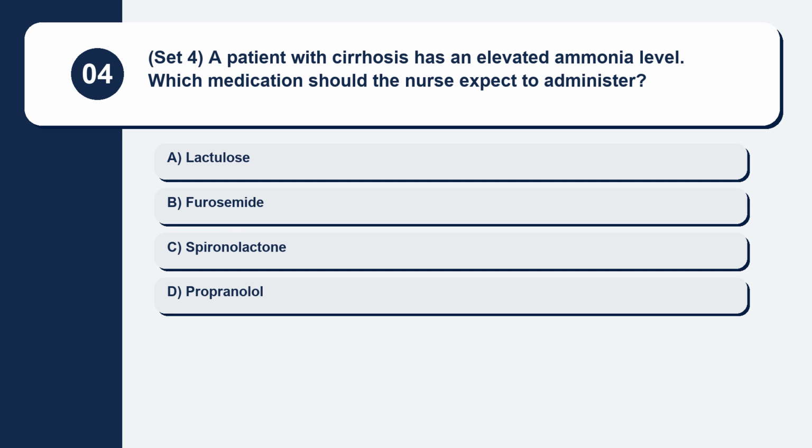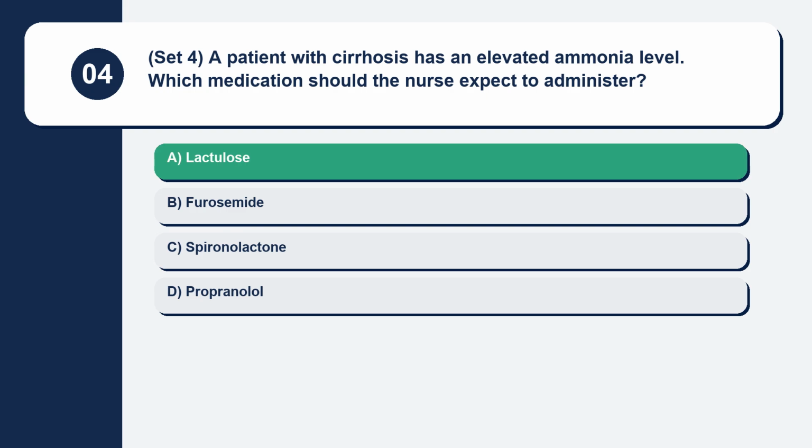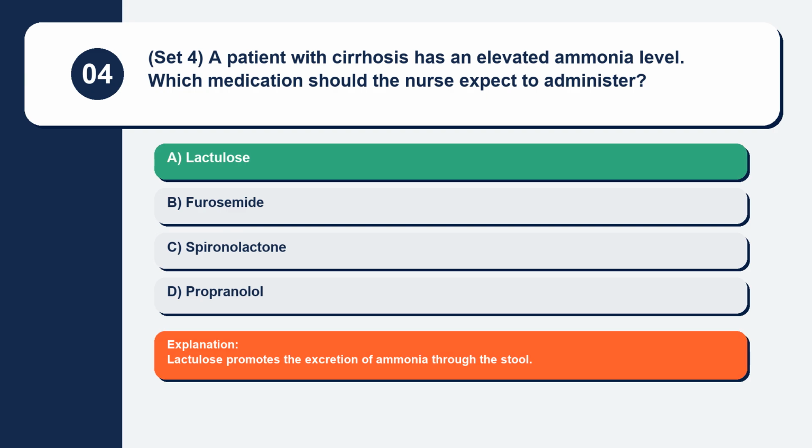Question 4. Set 4. A patient with cirrhosis has an elevated ammonia level. Which medication should the nurse expect to administer? Lactulose, furosemide, spironolactone, propranolol. Lactulose promotes the excretion of ammonia through the stool.